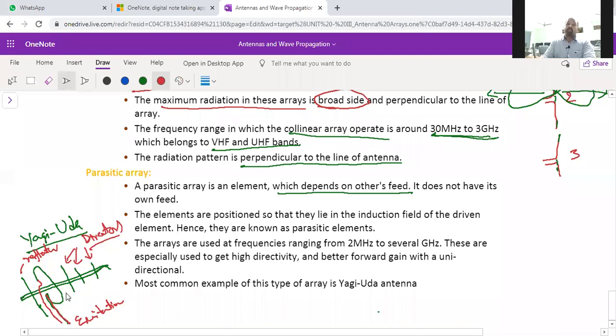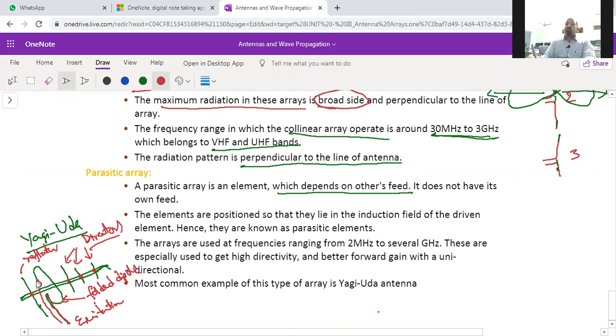So the Yagi-Uda antenna contains this dipole, and this is another dipole, and another dipole, and another dipole, and this one is called the folded dipole. It is called a folded dipole because the dipole is folded. So the Yagi-Uda antenna consists of one folded dipole and a few dipoles.